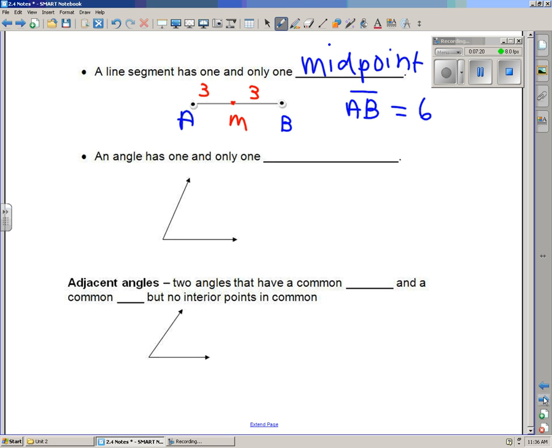And then we could also write, if we wanted to, not AB, AM equals 3, and then MB equals 3. Only one way to cut something in half.